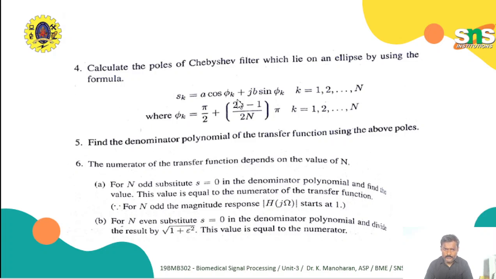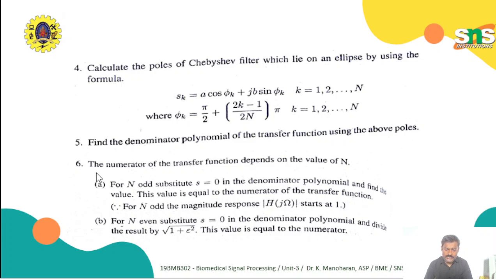S2, S3, S4. Next step, find the denominator polynomial of the transfer function using the above poles. Once we find these poles S1, S2, S3, we can find the denominator function. Whether n is odd or even, the poles are available as complex conjugate pairs. By combining these two poles, we get one equation. Similarly, we can combine all of them and write the expression for the denominator function.